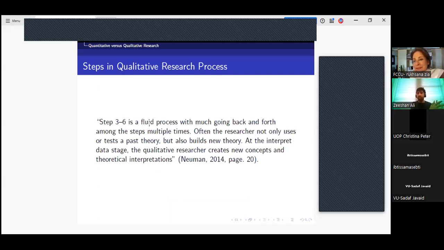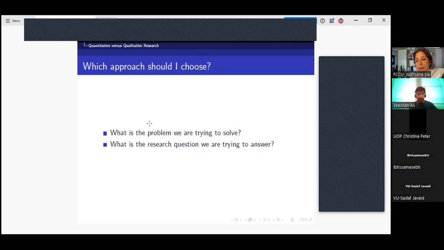So often researchers not only use or test a past theory, but also develop new theories in qualitative research processes. So these are the main differences. I still get the same question from different people: which approach should I use?